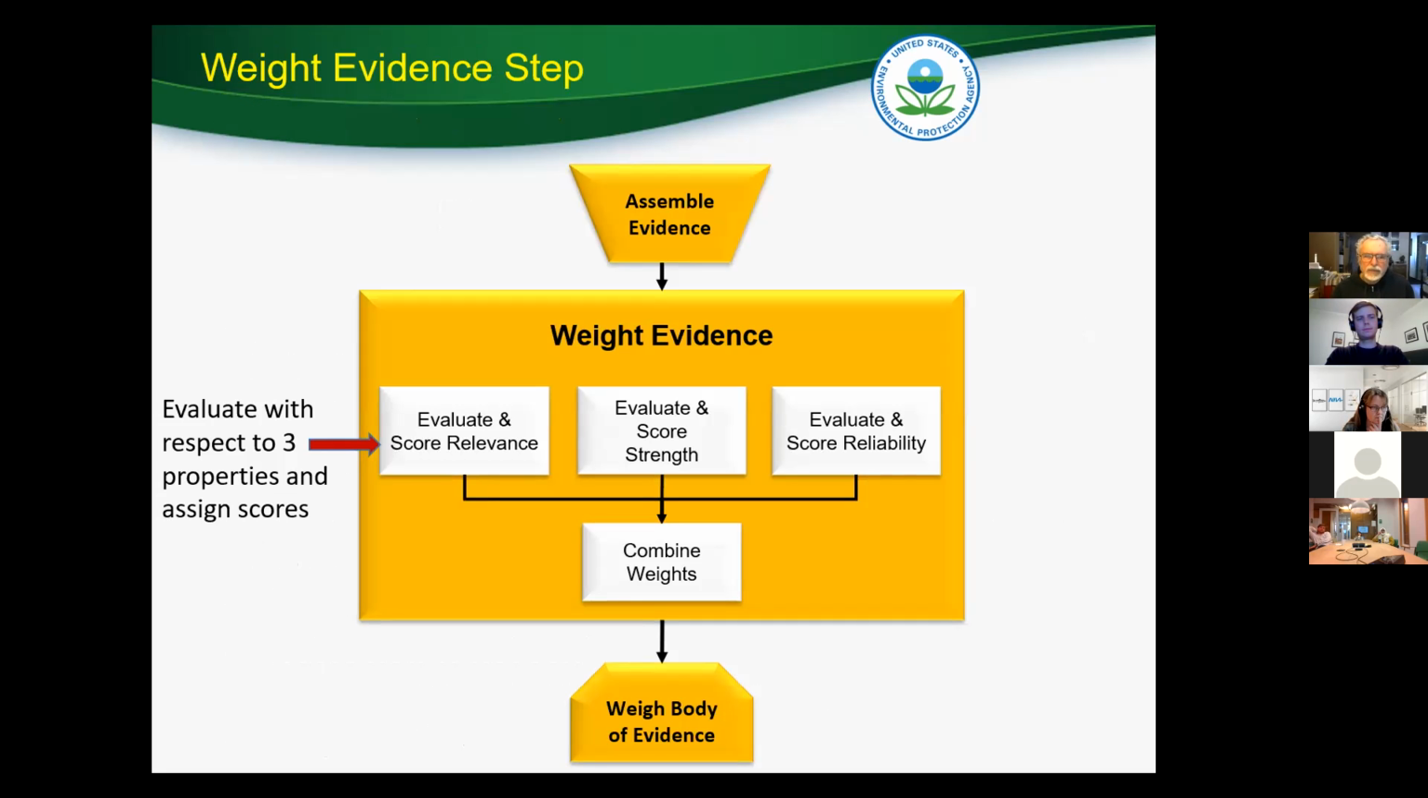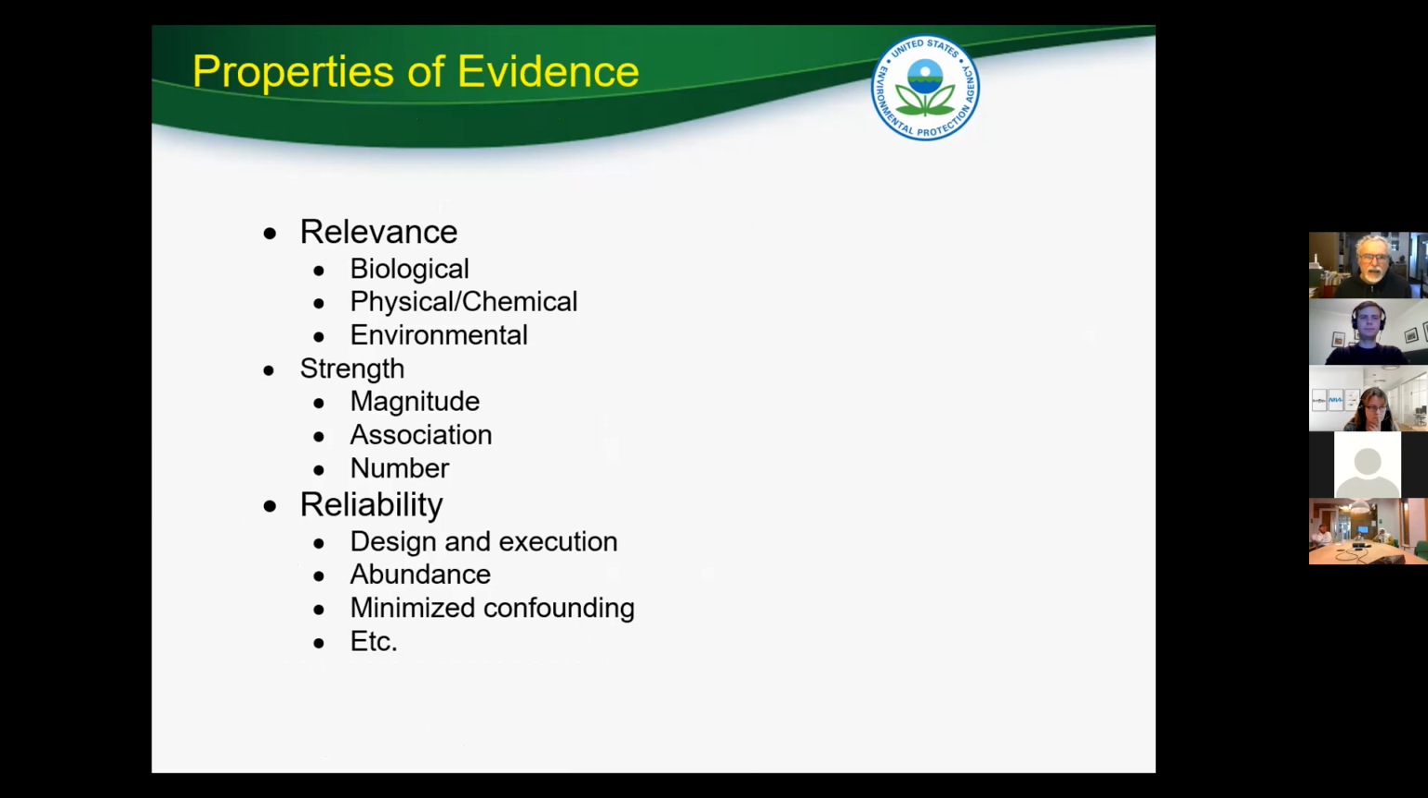So how do we weight the evidence? We evaluate the evidence with respect to 3 properties and assign the scores. And the properties of evidence I've mentioned already are relevance, strength, and reliability. And we have three standard subproperties for relevance in ecological weight of evidence: biological relevance, are they taxonomically similar, life stage, et cetera.